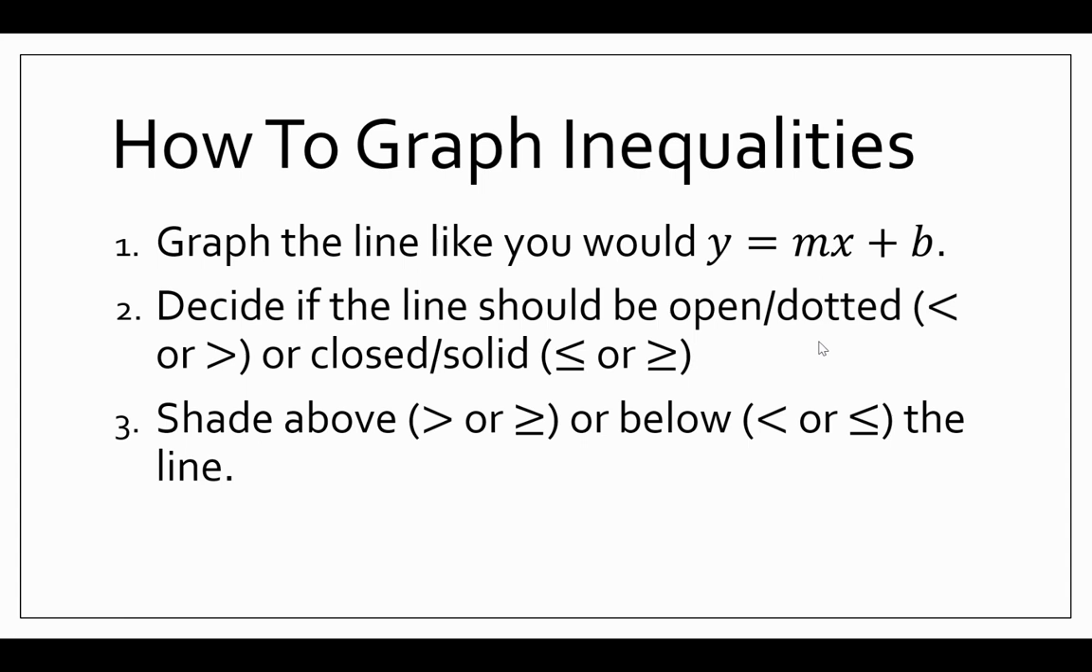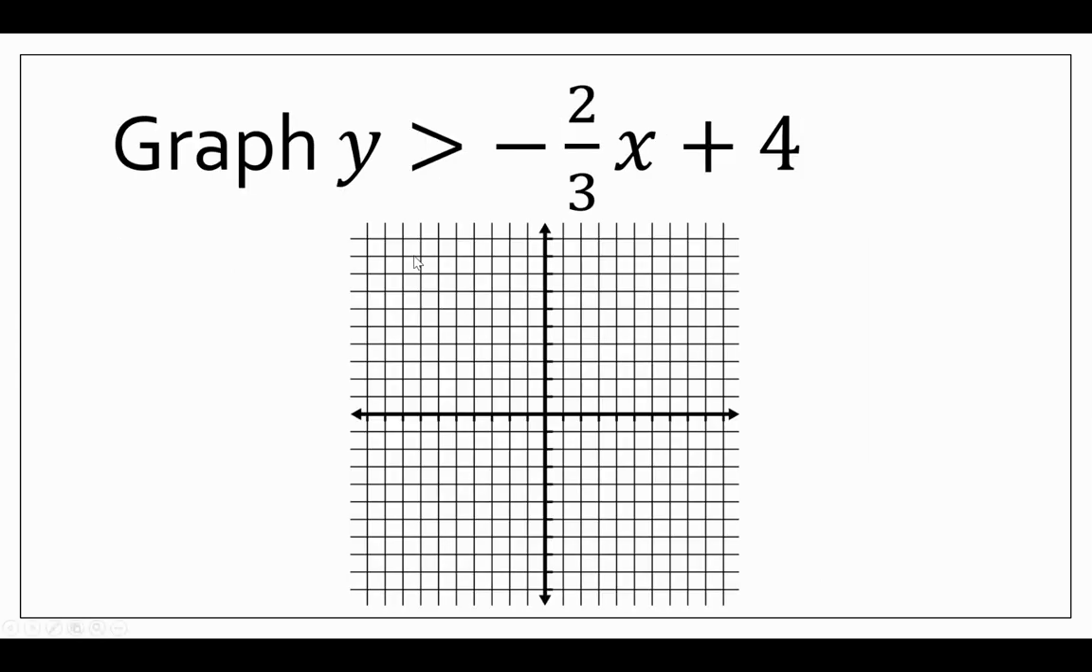We use open or dotted when we have just a simple greater than or less than symbol. We use a closed or solid line when we have less than or equal to or greater than or equal to. Remember, if it's equal to, we need to fill in the line, sort of like we did back in 6.6 where we had to fill in the circle. We're going to shade then. If it's greater than or equal to, we'll shade above. And if it's less than or equal to, we'll shade below. Let's see a couple examples.